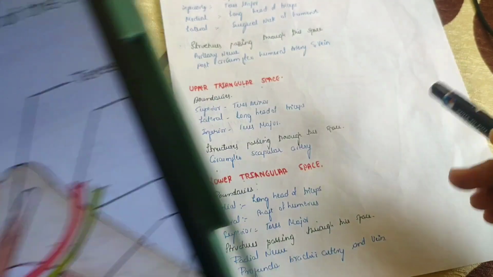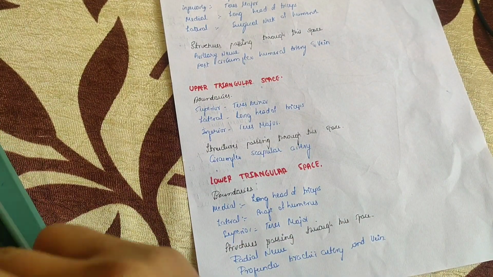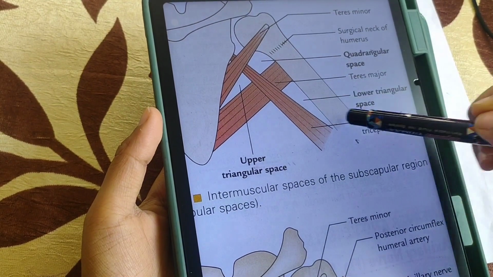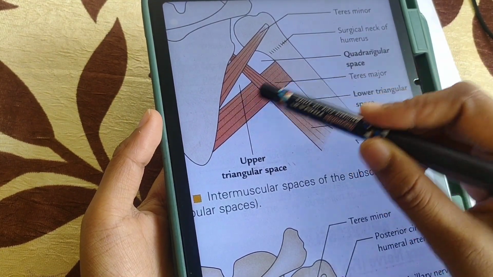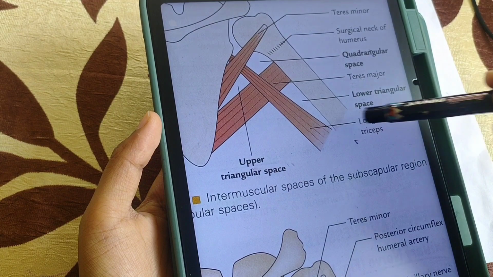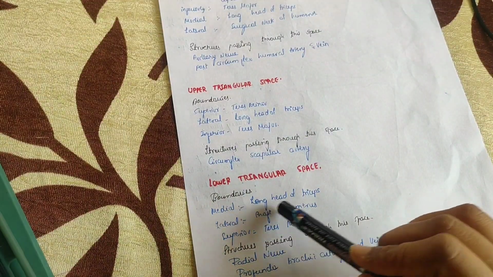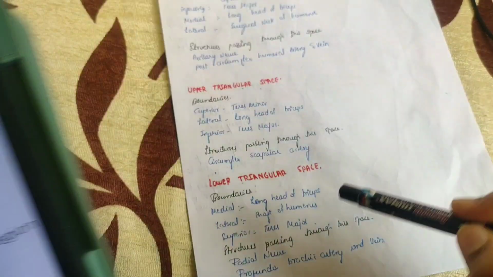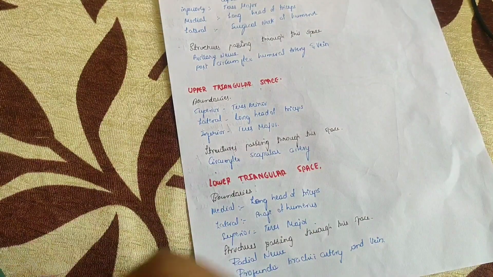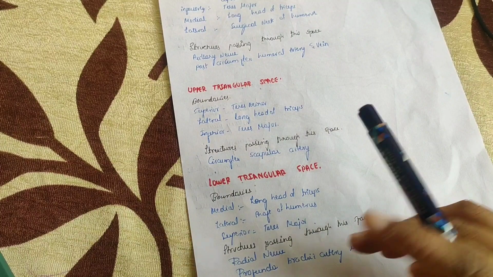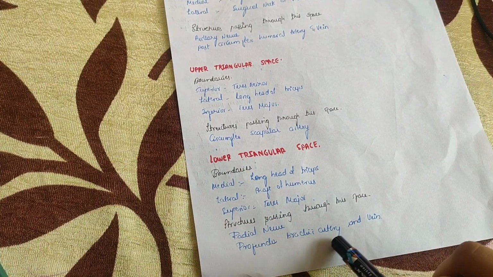And now we go for the lower triangular space. Boundaries of the lower triangular space: superiorly teres major, medially long head of triceps, laterally the shaft of the humerus. And the contents will be the radial nerve and the profunda brachii artery.